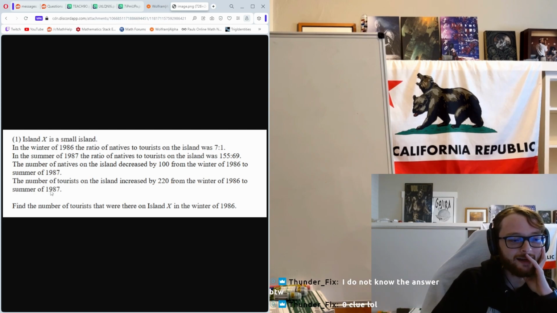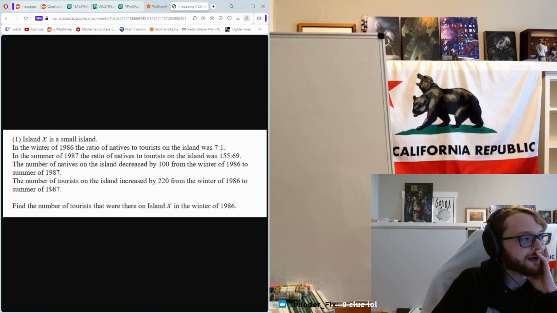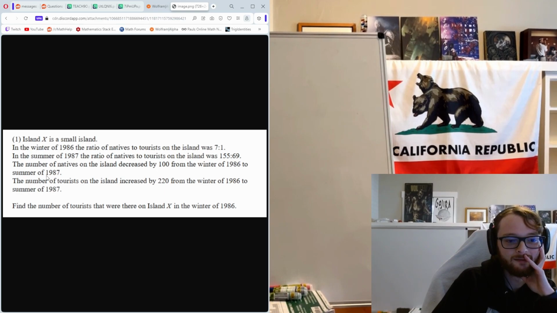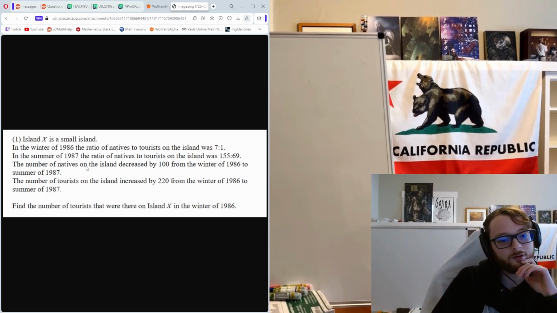Oh wait, so these last two lines are happening simultaneously. I didn't connect that. There are only two time periods in question here: 1986 in winter and 1987 in summer. All these last three lines are dealing with 1987 summer. Well, I guess from winter to summer.